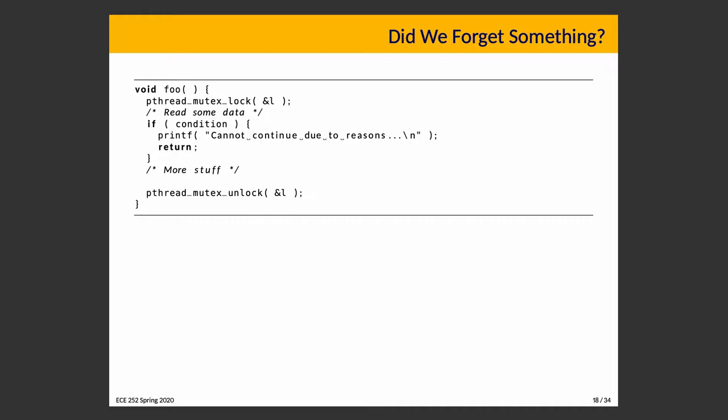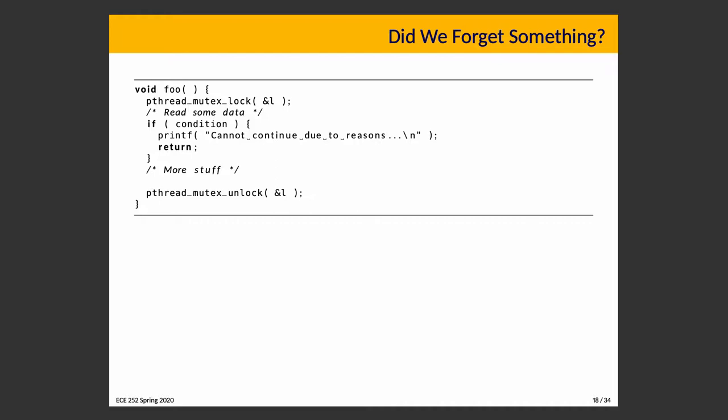Obviously, not every problem is this easy to see. This one is a little bit contrived because I just wrote an obvious thing that you could do wrong. And you can see very clearly this is wrong. There's control flow where if condition is true, you could exit this function foo without unlocking mutex L. If I cut out the actual code and just replace it with some comments, like read some data and more stuff, it makes it a lot more obvious.